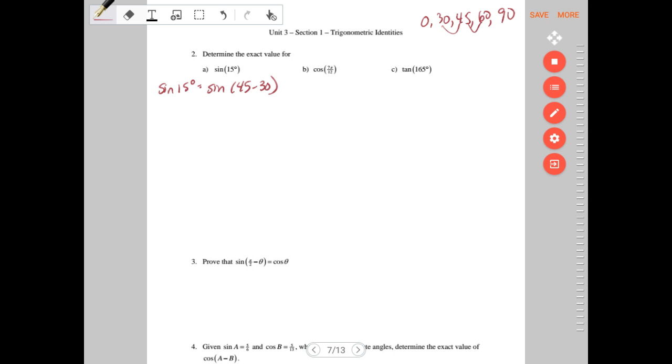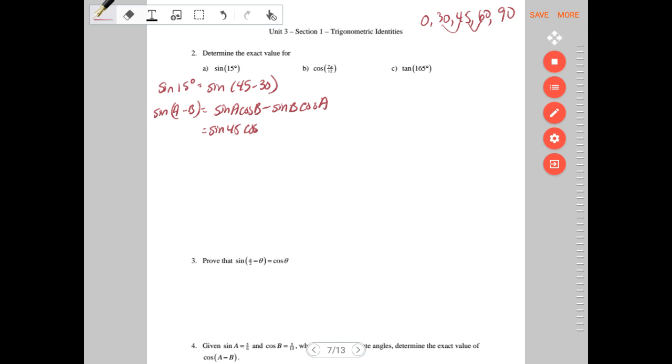So, if we use the formula from the previous page, sine of A minus B equals sine A cos B minus sine B cos A. Subbing in for A and B, that becomes sine 45 cos 30 minus cos 45 sine 30. Remember, this is multiplication, so order doesn't matter as long as they're both on the same side of the subtraction sign.